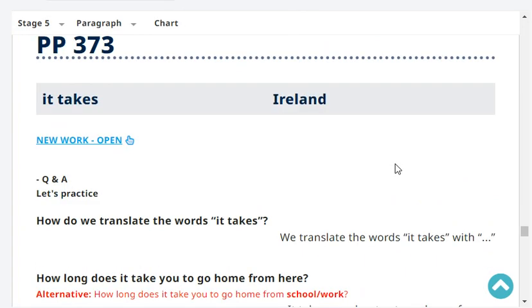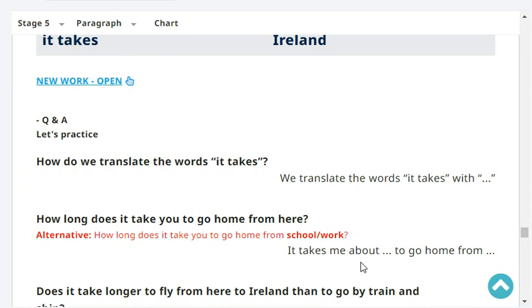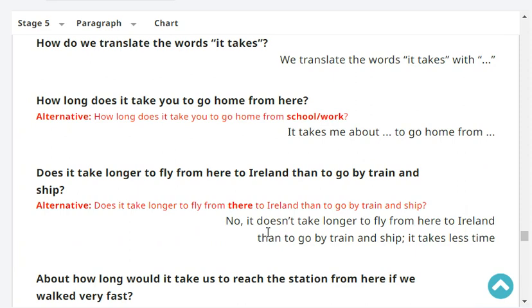How do we translate the word "it takes" in Japanese? We translate the word "it takes" with "kakarimasu" in Japanese. Very good. How long does it take you to go home from your office? It takes me about 30 minutes to go home from my office.